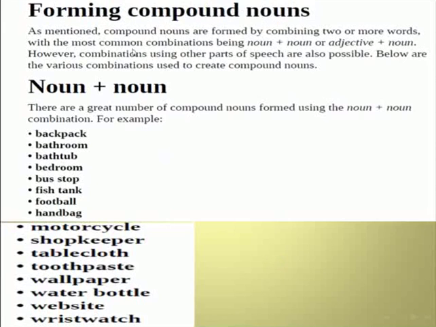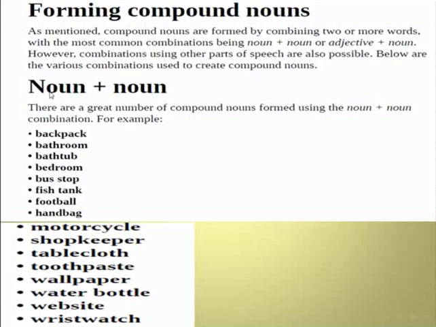Forming compound nouns. How to make compound nouns. As mentioned, compound nouns are formed by combining two or more words. That's what we have said before, right? With the most common combinations being noun plus noun. Or adjective plus noun. Usually you find noun plus noun and sometimes adjective plus noun. However, combinations using other parts of speech are also possible. Below are the various combinations used to create compound nouns.